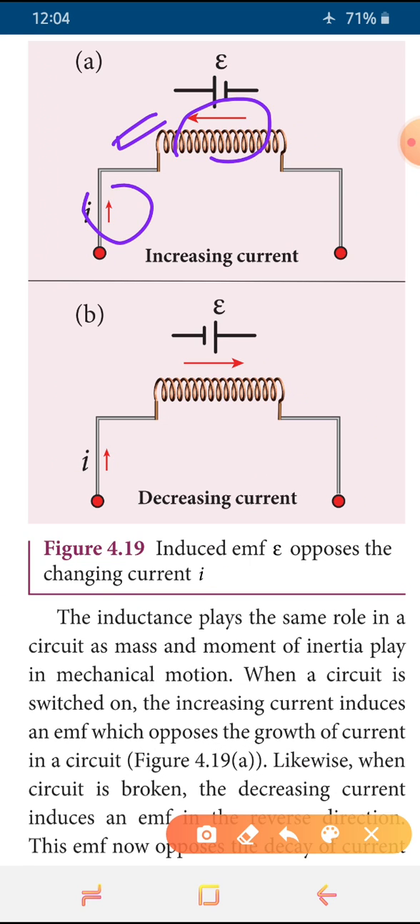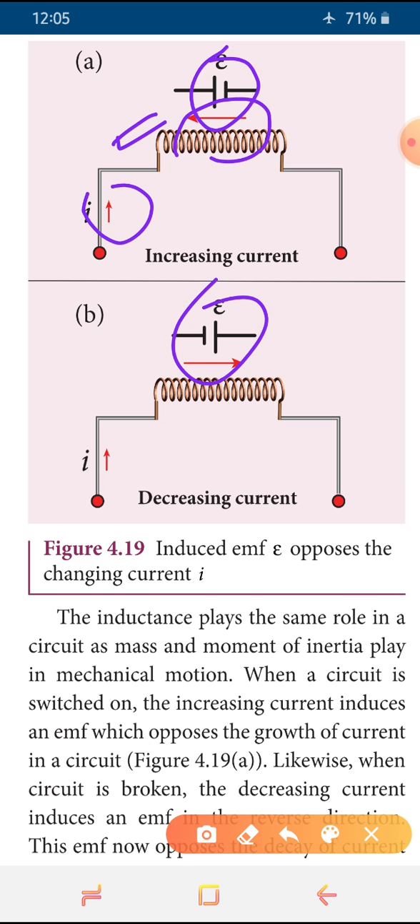Okay, children, see that in both figures the positive and negative symbols are reversed. So when it is reversed, the induced current and induced EMF will oppose. When we increase, it acts in the direction opposing the increase, and when we decrease, it acts in the opposite direction, trying to oppose the decay. The EMF now opposes the decay of current, and we can say the inductance of the coil opposes any change in current and tries to maintain the original state. This is a special character of this induction, the self-inductance.